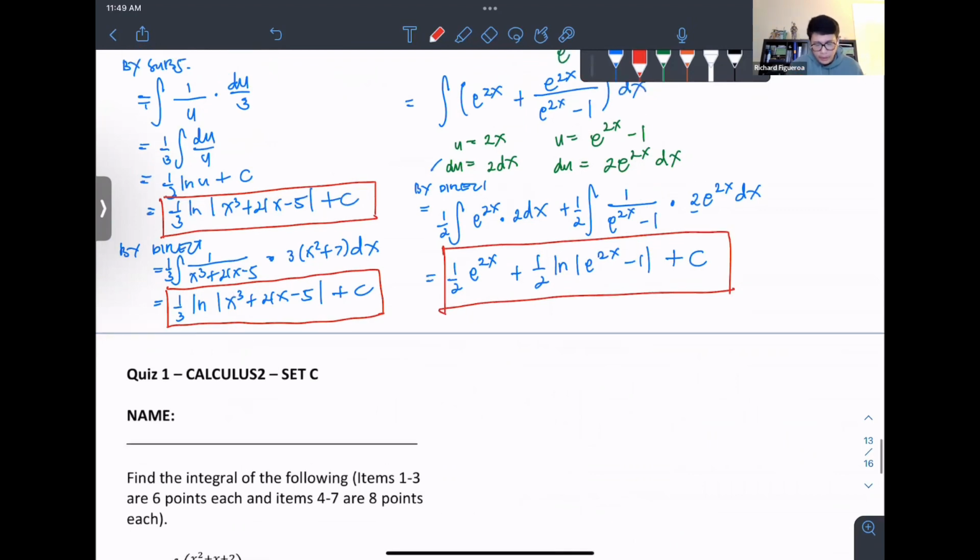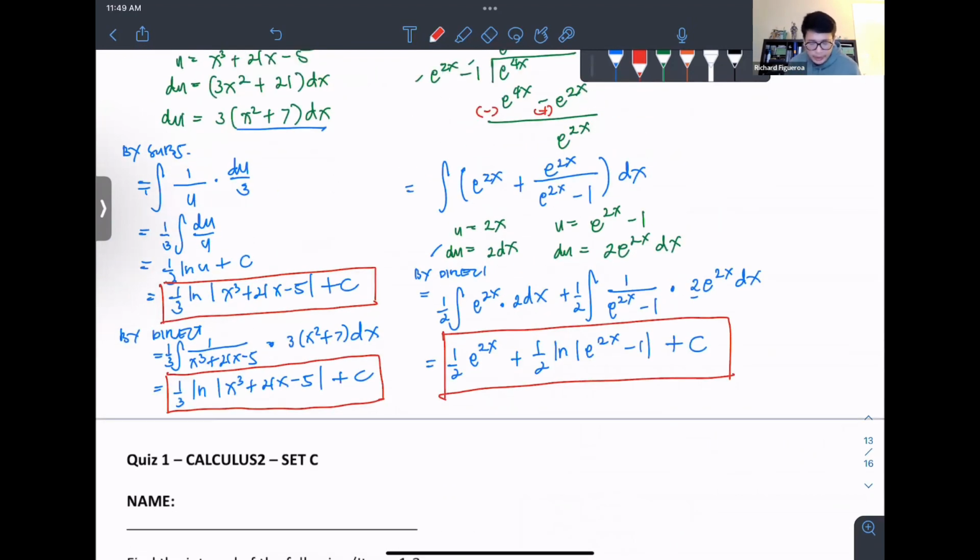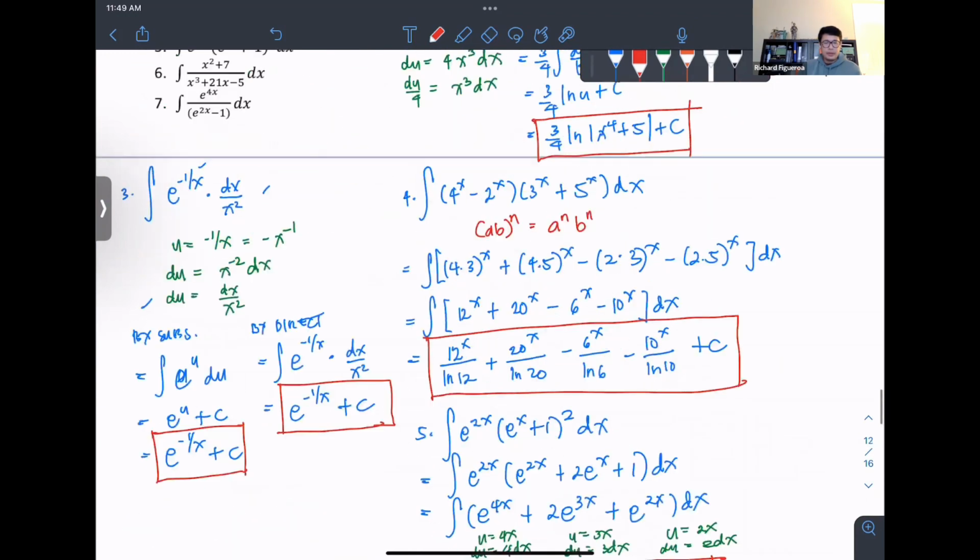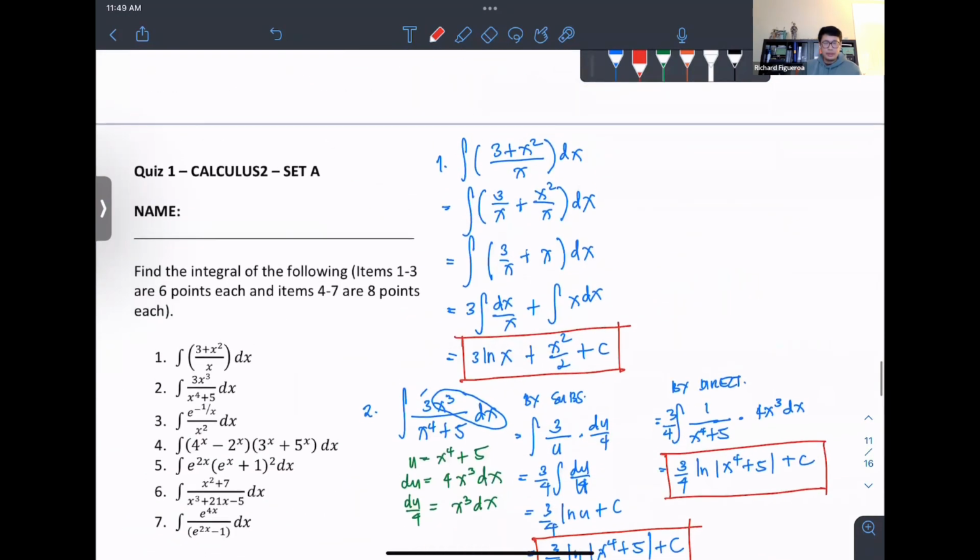So that would be our answer then. 1/2 of e raised to 2x plus 1/2 ln of e raised to 2x minus 1 plus c. Okay, so that will be the solution for the set A, quiz 1.